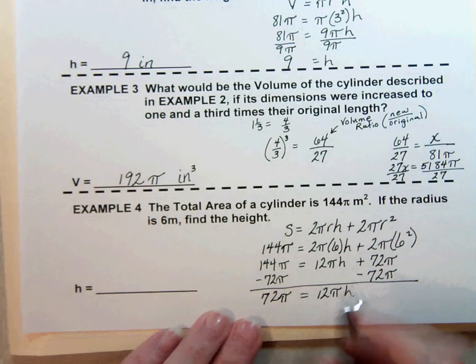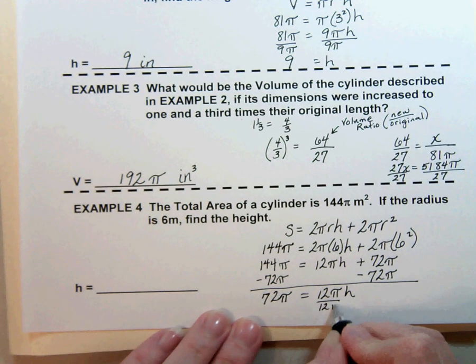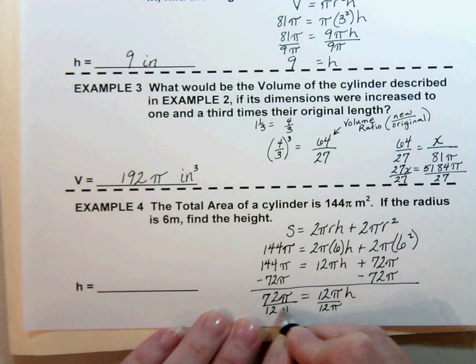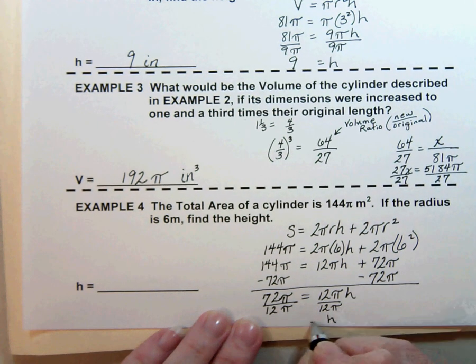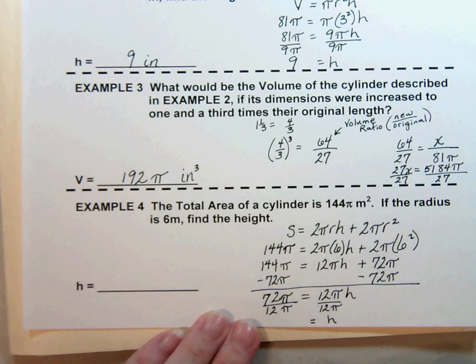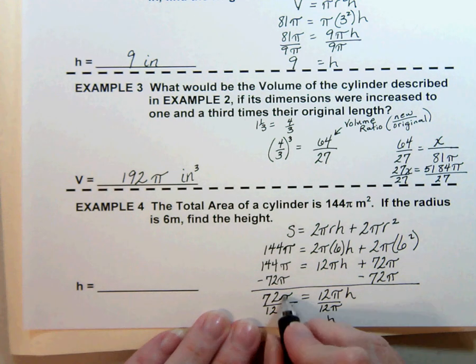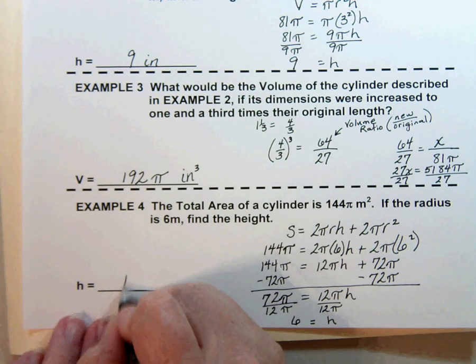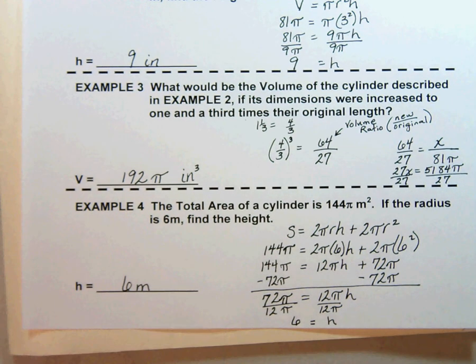Now you're going to divide out your 12 pi. I have to write a little bit smaller, I'm getting to the end of my paper. 72 divided by 12 is 6. And the pi's divide out, so the answer for your height is 6 meters. So really on that one, it's kind of tricky with the pi's. You've got to be careful with those.